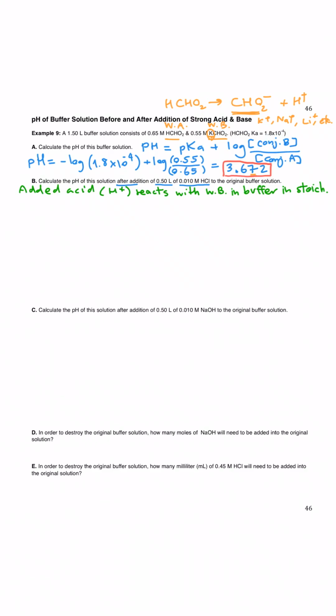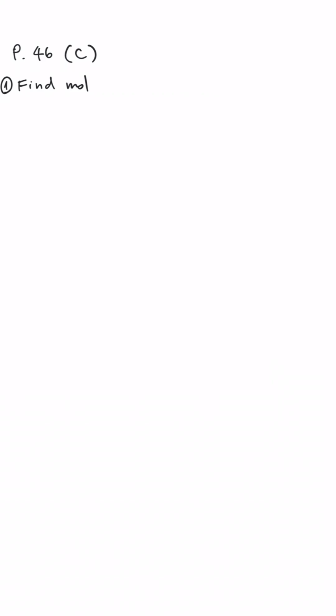Next, we are going to take a look at pH calculation after the addition of the strong base. When we add the strong base, the added hydroxide ions will react with the weak acid that is available in the buffer solution in the stoichiometric ratio. Therefore, our first step is to find the number of moles available in the solution. The mole of hydroxide ion will come from the volume of sodium hydroxide multiplied by its concentration. You will get the mole of hydroxide ion to be 0.0050 mole.